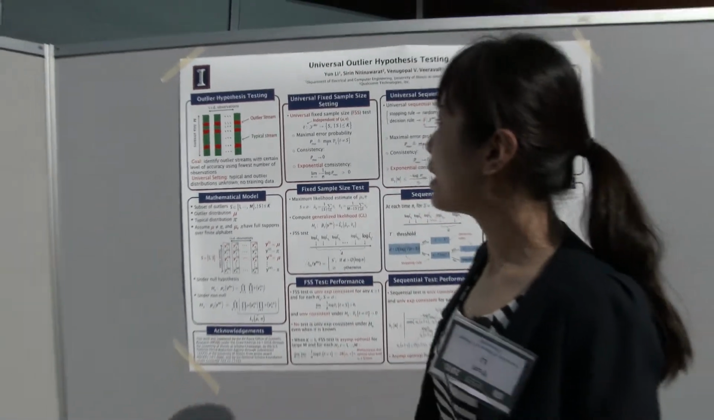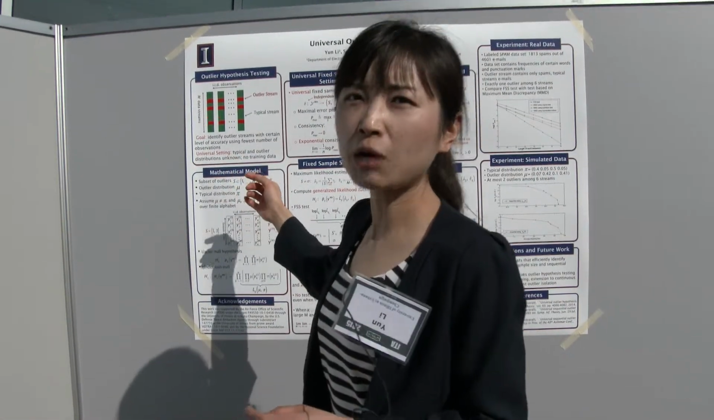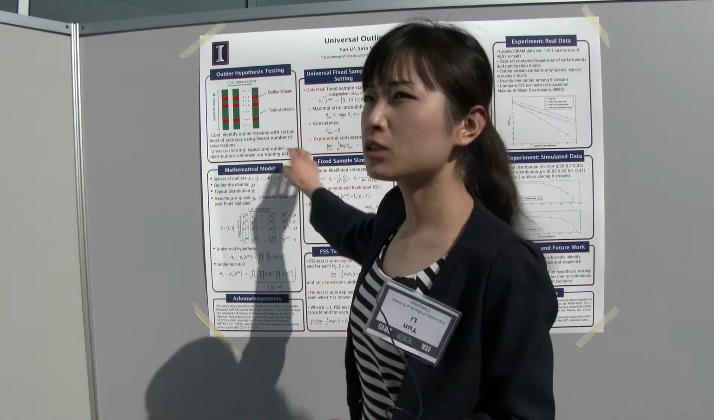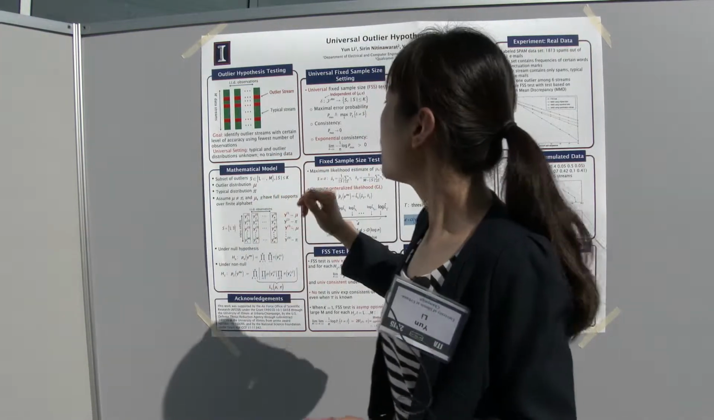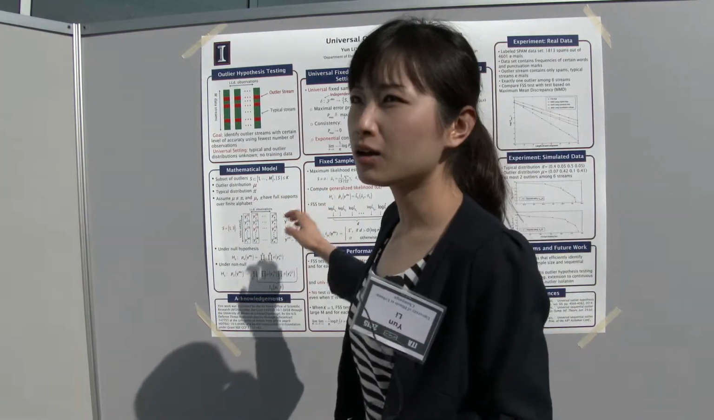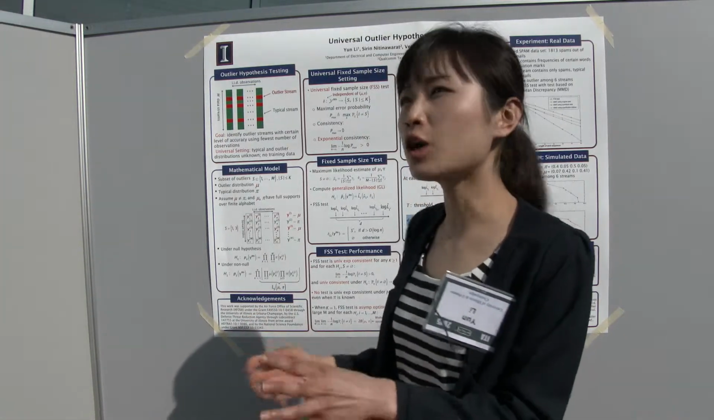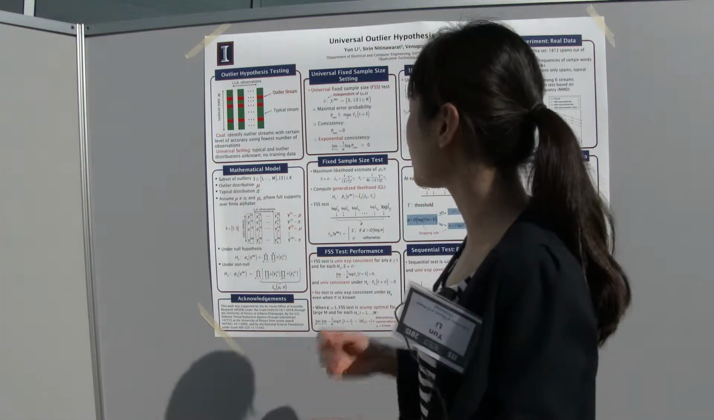We're mainly interested in the universal setting of the problem, where we don't know anything about the typical and outlier distributions. And there's no training data, so we don't have any training data to learn these distributions beforehand.